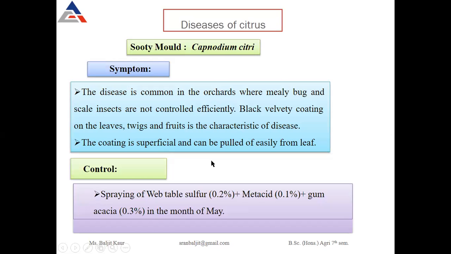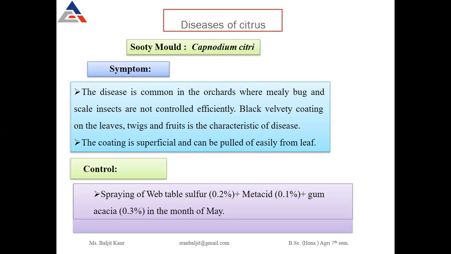Now diseases. There are many diseases which damage the citrus crop. The first one is sooty mold, and the scientific name is Capnodium citri. The symptoms of this disease are common in orchards where mealybug and scale insects are not controlled efficiently. When they are not controlled, sooty mold appears on the plants, growing on the honeydew they excrete. So scale, thrips, and aphids should be controlled to control the sooty mold.